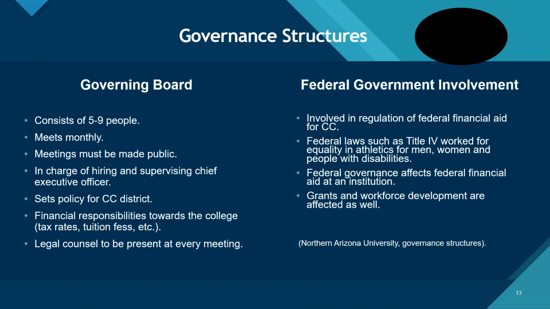In general governance structures, the governing board is usually 5 to 9 people. They meet monthly. These meetings must be public. It is recommended that legal counsel be present. The federal government is involved in the regulation of financial aid and different laws such as Title IX, and in grants and workforce development.